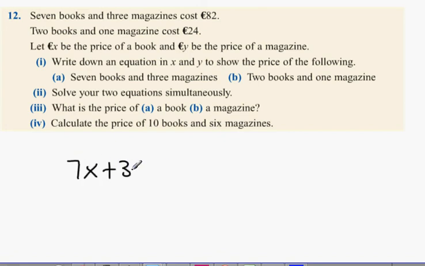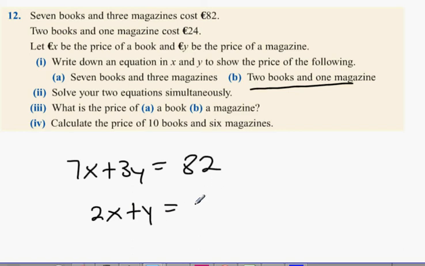7x plus 3y equals 2 books, 1 magazine. 2x plus y equals 24 euro, yeah. Solve the 2 equations. Which letter do you want to get rid of? Y. Okay? But for practice sake, I'm going to get rid of x, and I'm going to show you why. Just because it's harder, okay? Look at the numbers that come in front of the x's. What are they? What's the lowest common denominator?